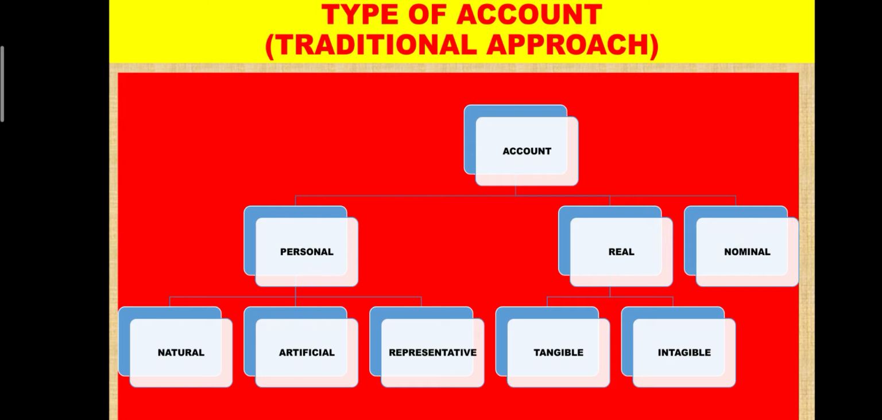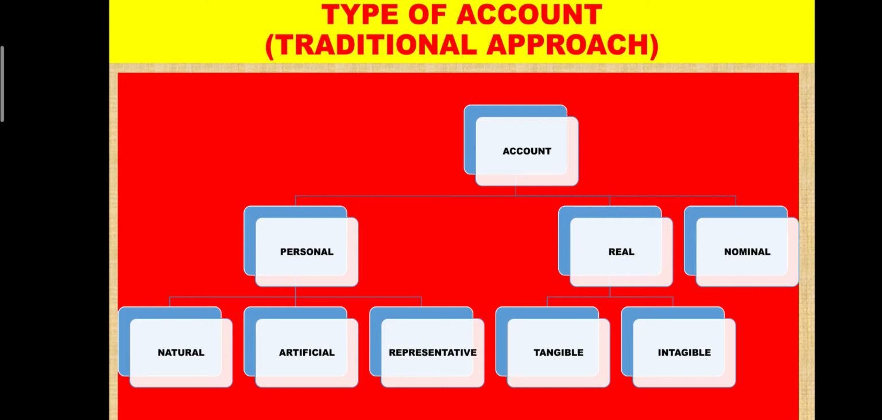Artificial accounts denote names of companies like ABC Limited, XYZ Limited, etc. Represented accounts mean representatives of artificial or natural persons. So in personal accounts there are three types of accounts. Real accounts are of two types: tangible and intangible.